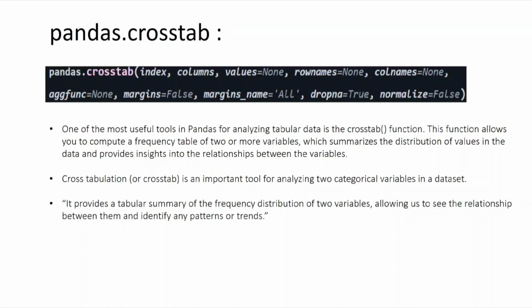It provides a tabular summary of the frequency distribution of two variables, allowing us to see the relationship between them and identify any patterns or trends. By the end of this video, you will be able to create and interpret cross tables, gaining valuable insights into the relationship between categorical variables in your data.